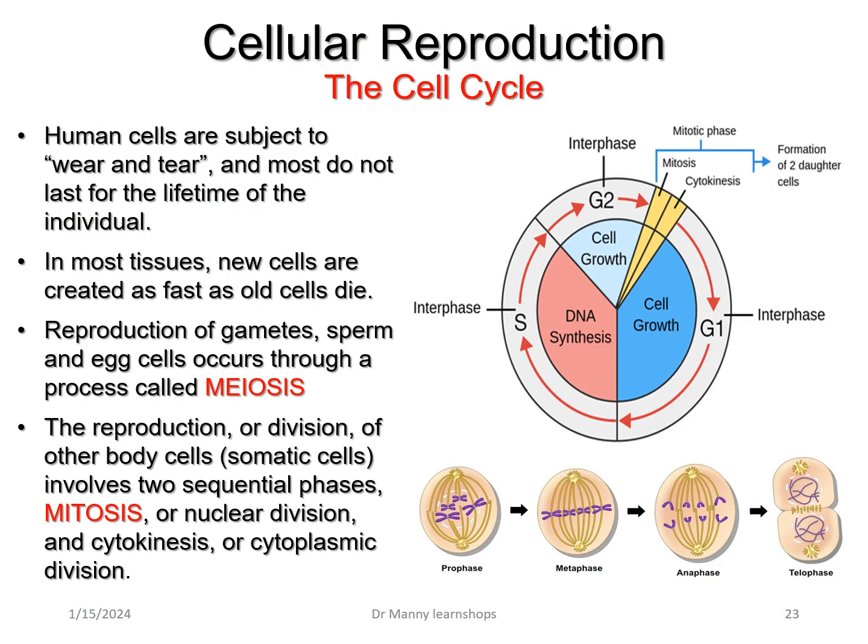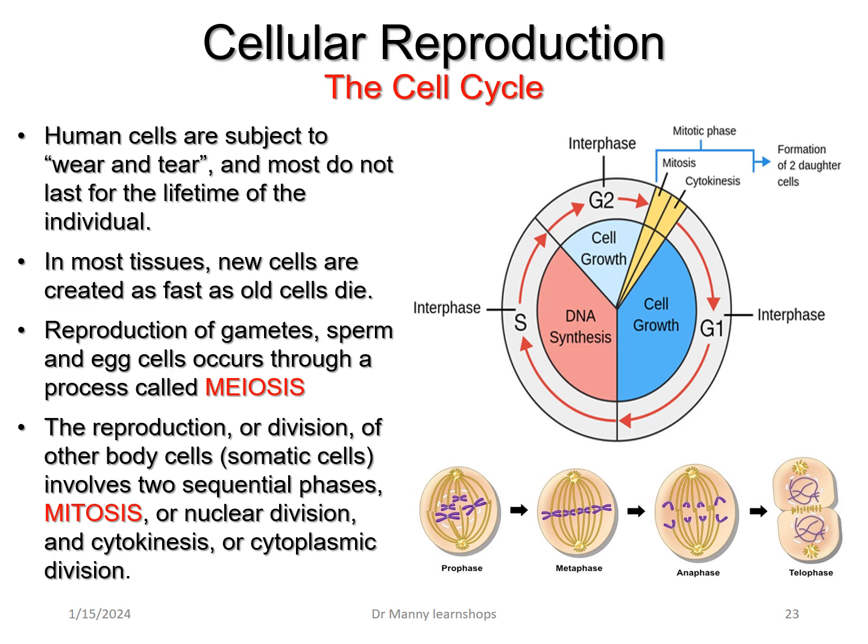When it comes to cellular reproduction, we have the cell cycle. And human cells, they don't last forever. They're subject to wear and tear. And most don't last for the lifetime of the individual. In most tissues, new cells are created as fast as the old cells die. And reproduction of gametes, sperm and egg cells, occurs through a process called meiosis.